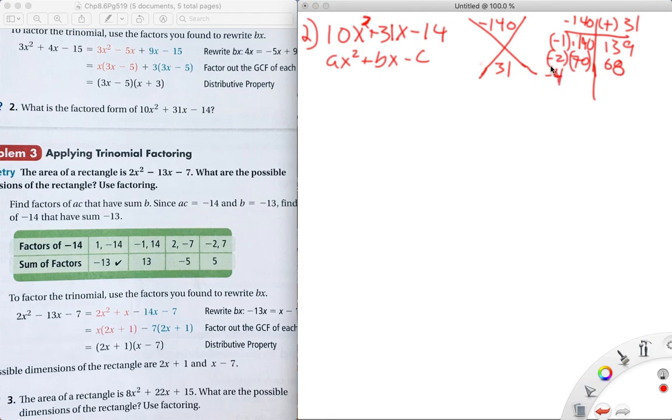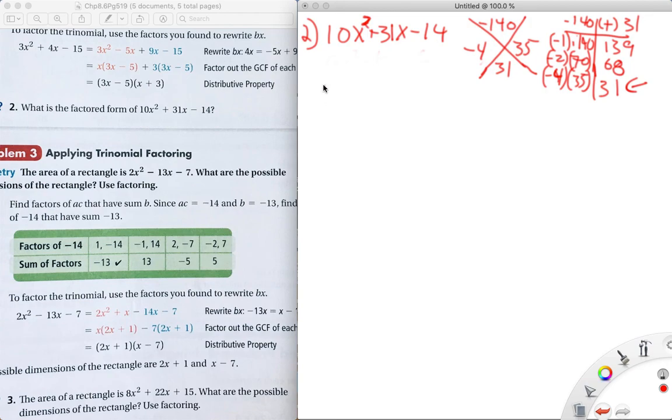Let's try negative 4 times 35, which gives me negative 140. If I add them up, I get 31. So that seems to be the thing that works. So this is going to be negative 4, and this is going to be 35.